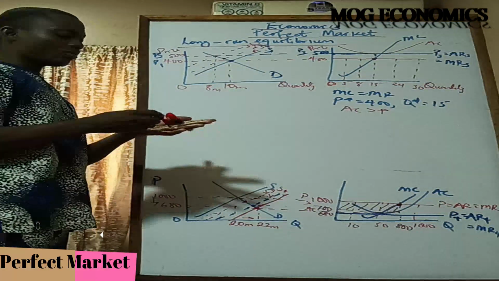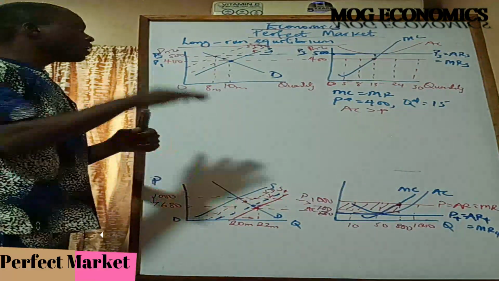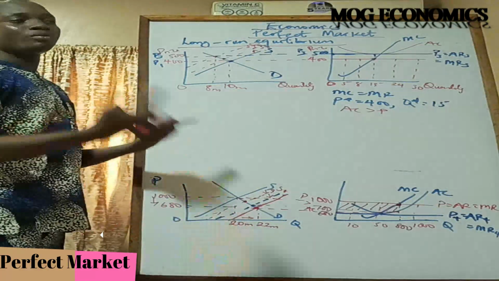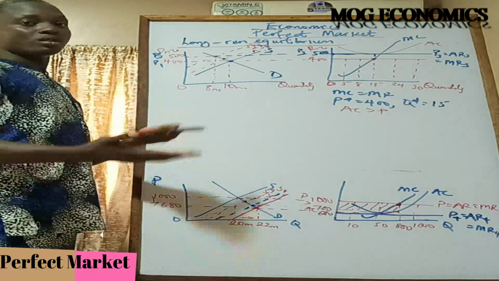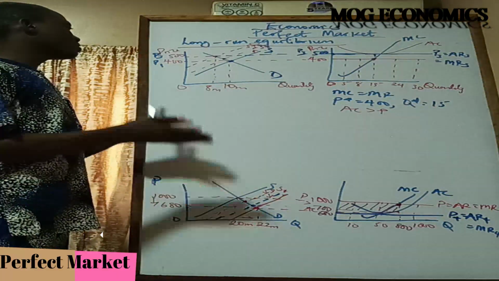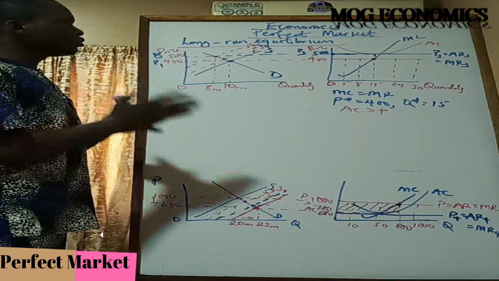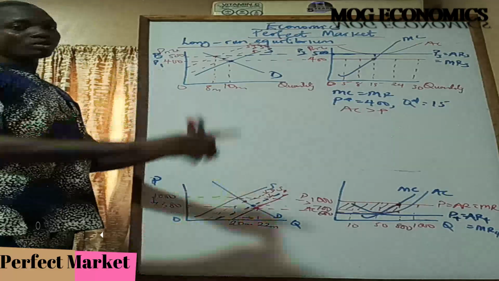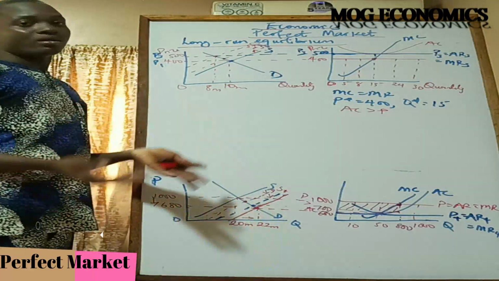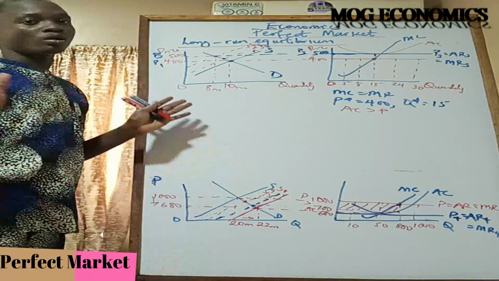So as they are leaving, they are cutting industry supply, reducing it, and as they are reducing industry supply, of course, they are creating shortage in the market, so the equilibrium price is going to be increasing. It increases up to the point where the price is just equal to the average cost. So at that point, nobody leaves again. Everybody is just enjoying zero economic profit.